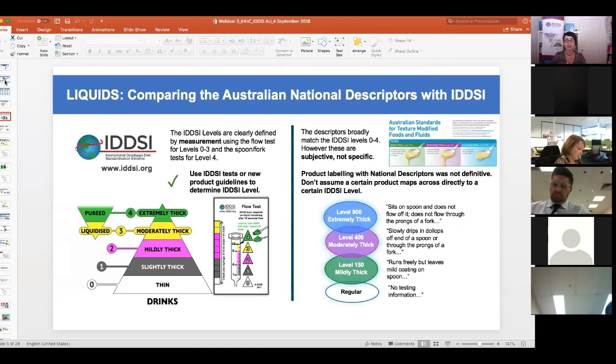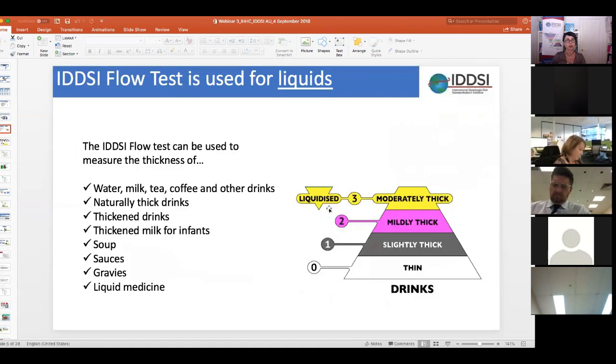We also had a look at this one last time, so this is just a reminder, comparing the Australian national descriptors, where we were predominantly using flow off a spoon, to the IDDSI Flow Test. We will talk more about the descriptive side of things with the national descriptors, because there are some elements of the Australian descriptors that are retained within the IDDSI framework.